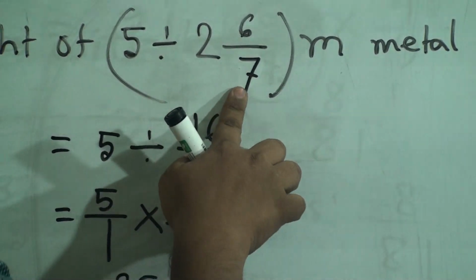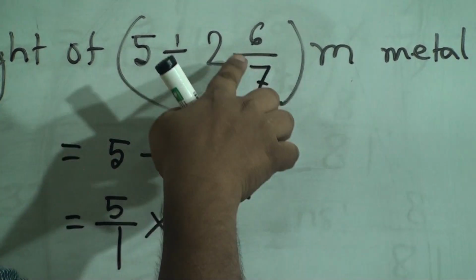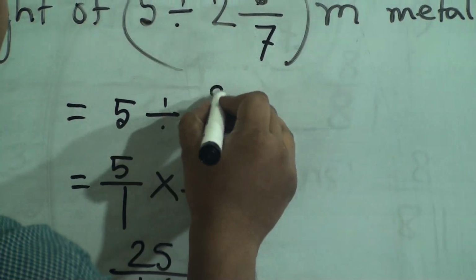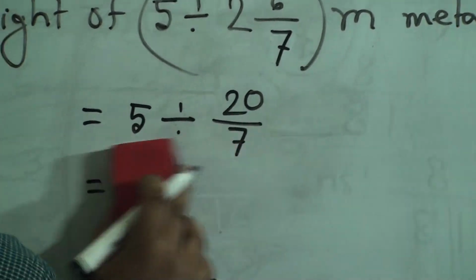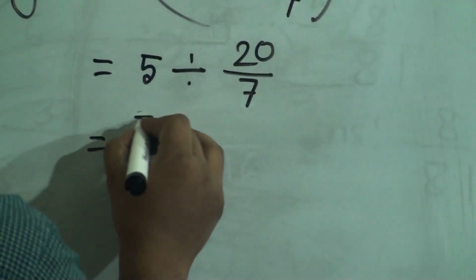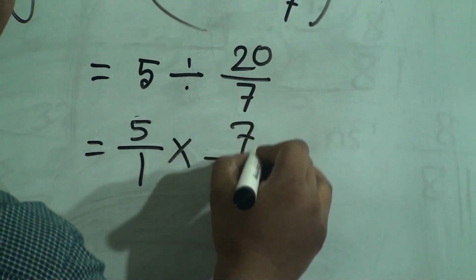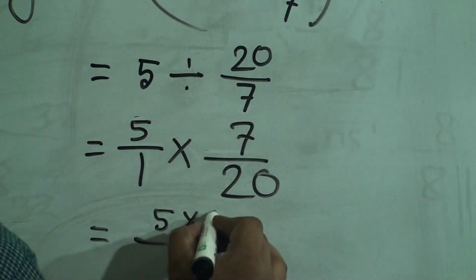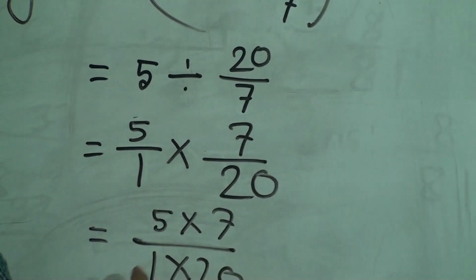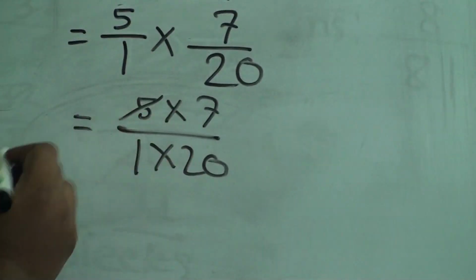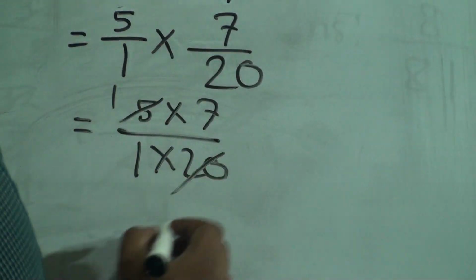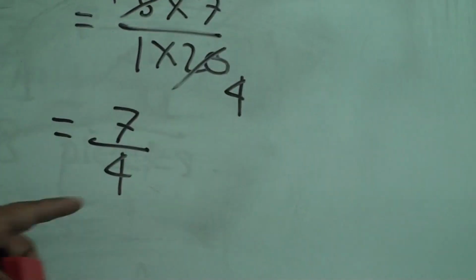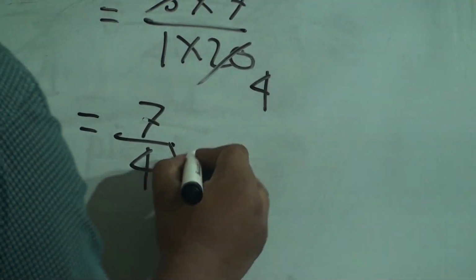Then 7 2s are 14. 14 plus 6, it will be 20. Then it will be 7. Now 5 by 1 multiply by 7 by 20. Now 5 multiply 7, 1 multiply 20. Then 5 and 20 both are cut by the number 5. 5 ones are 5 and 5 4s are 20. So 7 by 4. So we convert this improper fraction into a mixed fraction.